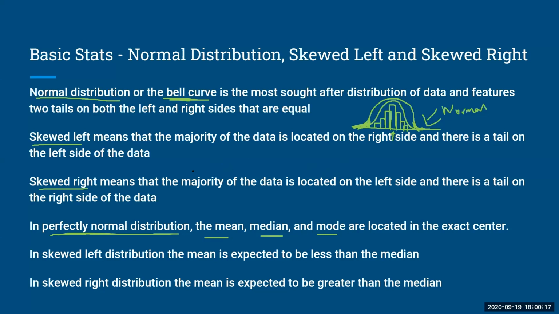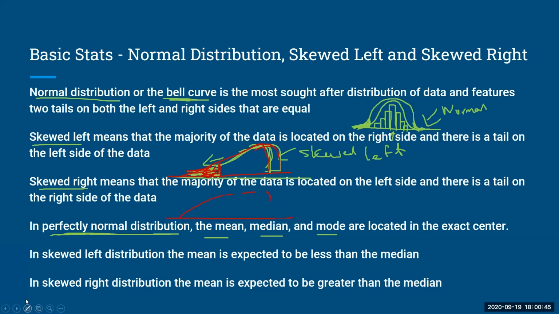All right, so skewed left means majority of the data is located on the right side, and there's a tail on the left side. So notice this end is on the left side right here, and a lot of the data is on this right side. So this is skewed left. This is the tail right here, on the left side, and a lot of the data is on the right side.